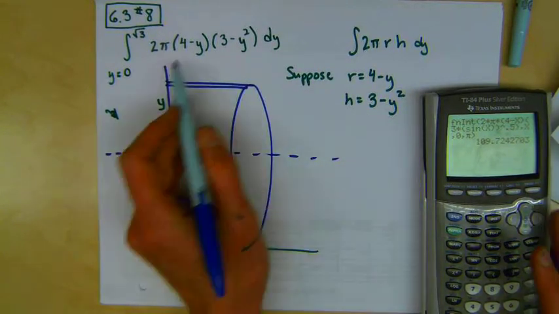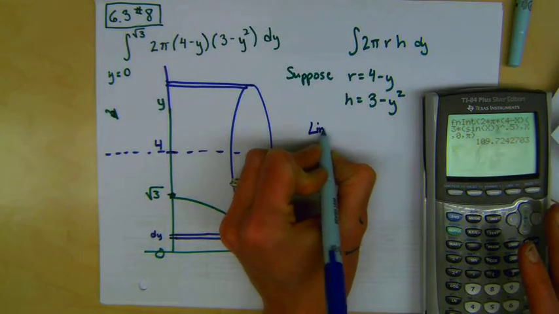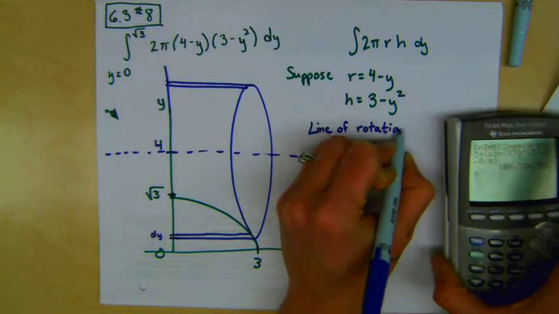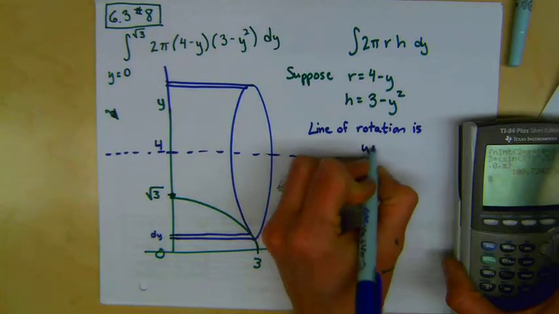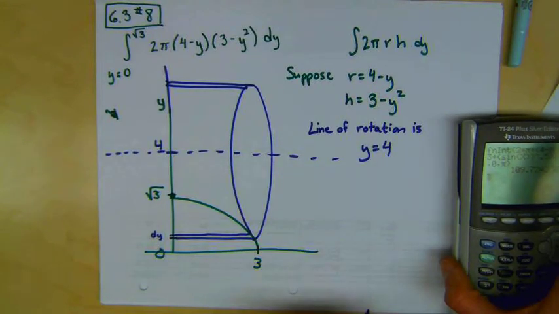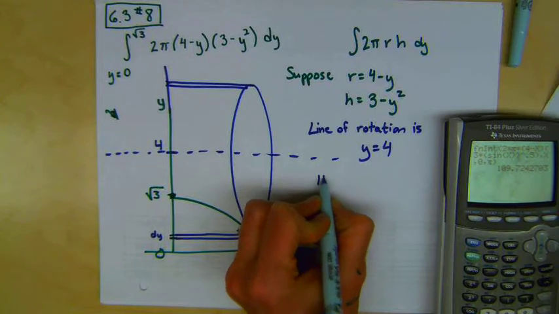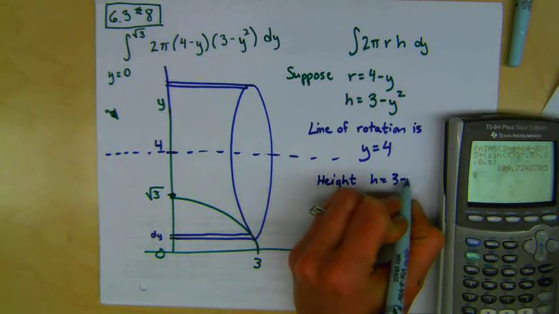So in this case, we have that the line of rotation is y equals 4. And the heights, in this case, of each of the shells is 3 minus y squared.